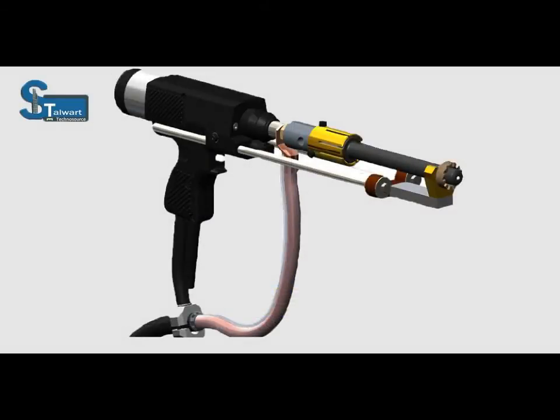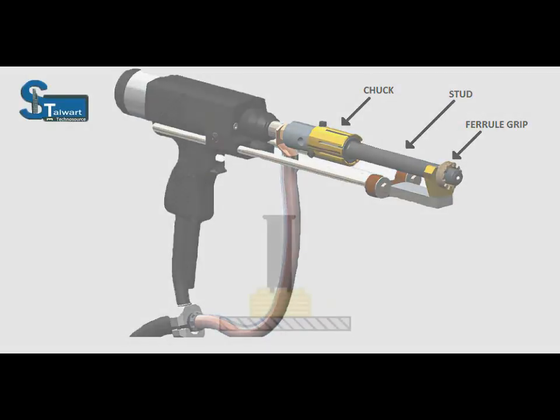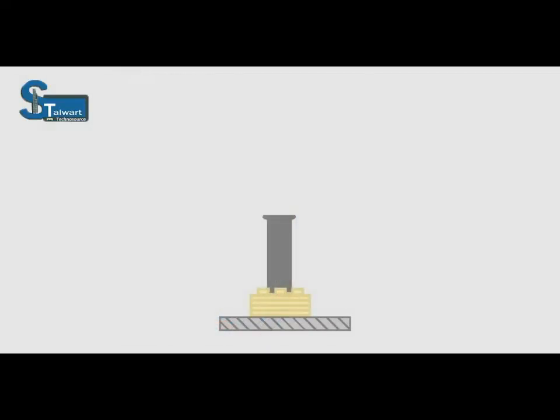Stud welding process begins by the stud, which is loaded in the gun. The gun has a trip that holds the stud. The ceramic ferrule is held on a ferrule grip mounted on the footpiece of the gun. The gun is positioned against the workpiece. The gun is triggered, current passes through stud to the workpiece.